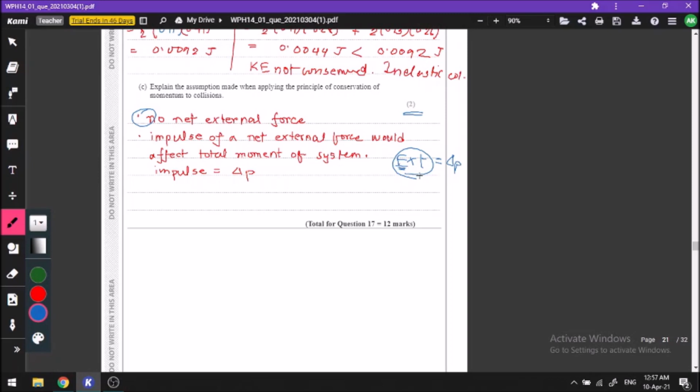So if there is an external force, there will be an external impulse. And if there is an external impulse, there will be a change in momentum. So the momentum of my system will change anyway, even with or without the collision. Therefore, if there is an external force, there will be an external impulse, and that impulse will change the momentum of the system, and so the system's momentum will not be conserved. And therefore, we have to assume that there is no external net force in the collision.